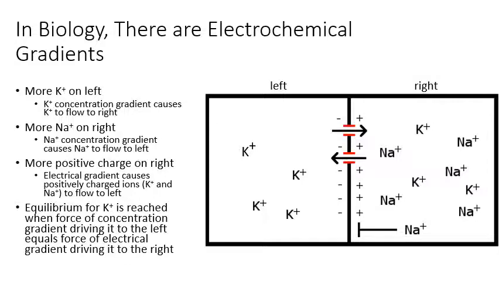So in biology, we also have this combo gradient, which is the electrochemical gradient. It's a combination of an electrical gradient and a concentration gradient. It applies to ions, which are chemicals, so they're affected by concentration gradients. And they also have a charge, so they're affected by electrical gradients as well. So the electrochemical gradient is just a combination of those two gradients that would affect different ions.